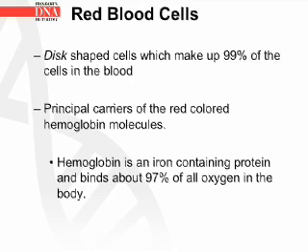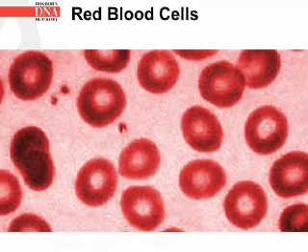Red blood cells are disc-shaped cells which make up 99% of the cells in the blood. They are the principal carriers of the red-colored hemoglobin molecules. Hemoglobin is an iron-containing protein and binds about 97% of all oxygen in the body. This is an example of what red blood cells look like under a microscope.